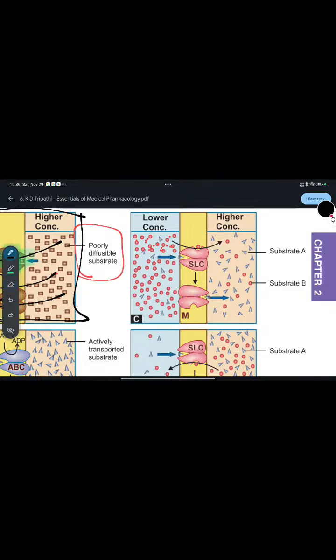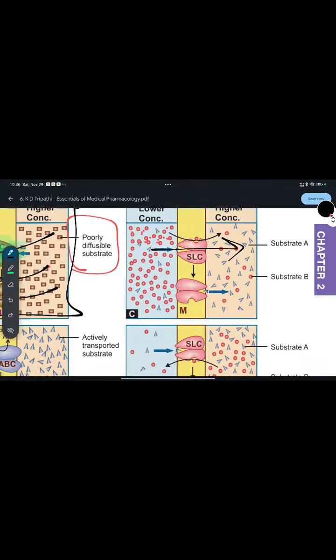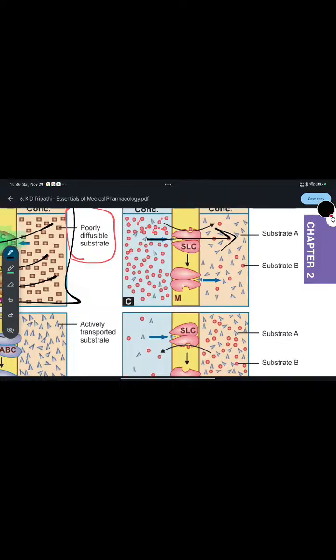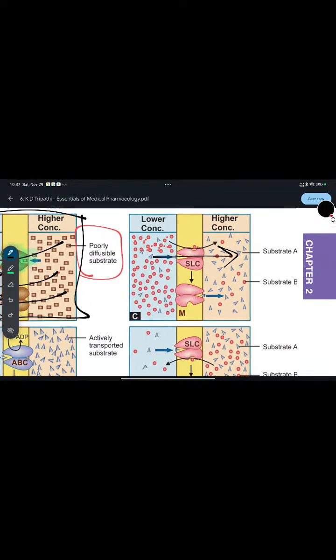Substrate A is moving from low concentration to high concentration, and substrate B is moving from high concentration to low concentration.